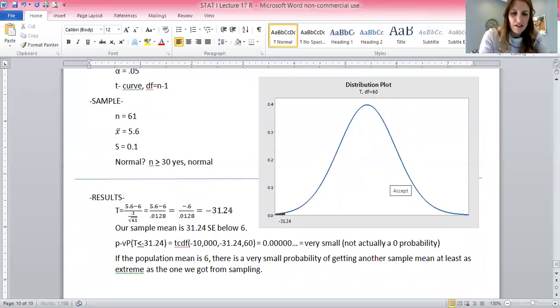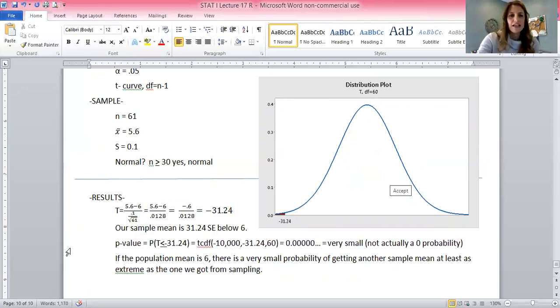I'm going to type that in here. P-value equals, it's the probability of a t is less than the negative 31.24. I'm going to use TCDF for my calculator. This is where the visual helps. It's negative 10,000 all the way up to negative 31.24 with my degrees of freedom here. That's n minus 1. So n was 61, so n minus 1 will be 60.